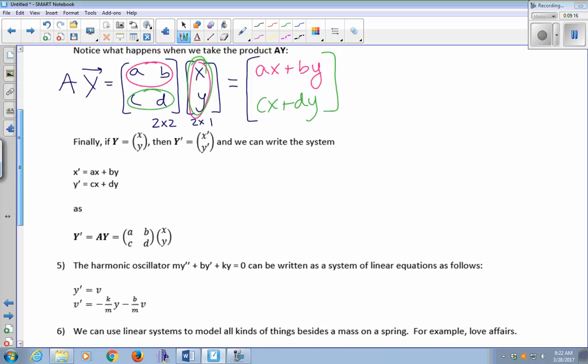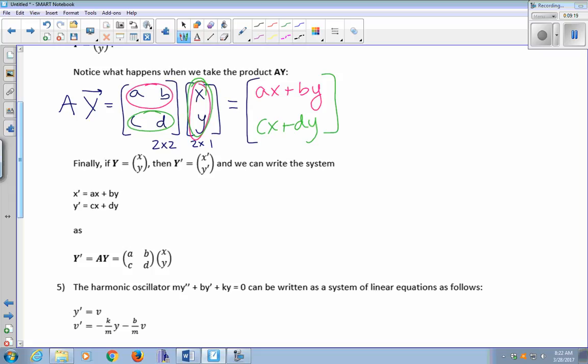Of course. A is the matrix. Yeah, I shouldn't have bolded that. The matrix doesn't get bolded. Only vectors are bolded. The arrows, yeah.